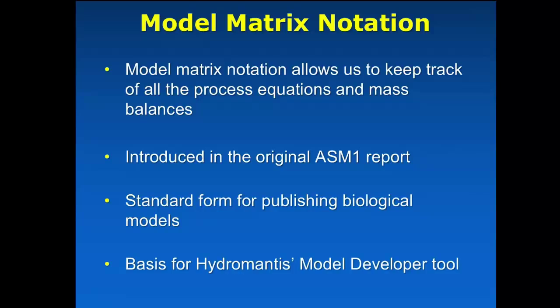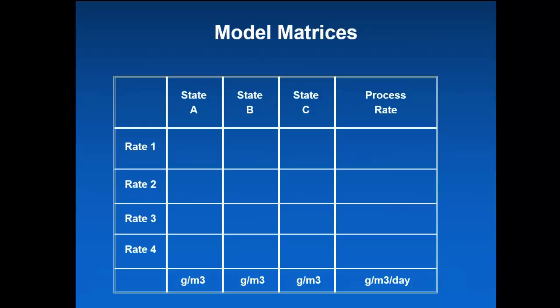So this is the basis for the model developer tool that we have. We want to show that entire matrix for the biological model that you want to be able to edit and make changes to. And it's designed to work a little bit like a spreadsheet where you can go in and find the particular row and column for the stoichiometric relationship that you want and make the change appropriately.